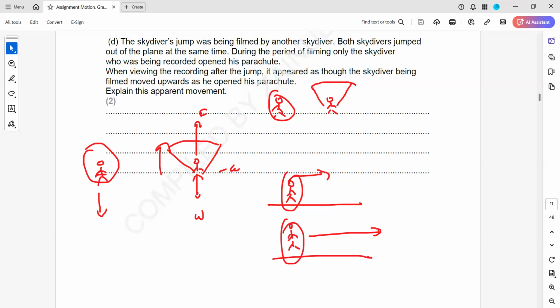So how you score the marks: the skydiver with the open parachute will decelerate. The skydiver who's filming is moving at a constant speed. So the distance between them will increase. That's why it appeared that he is moving upward. So that's an apparent movement. Is this one clear?